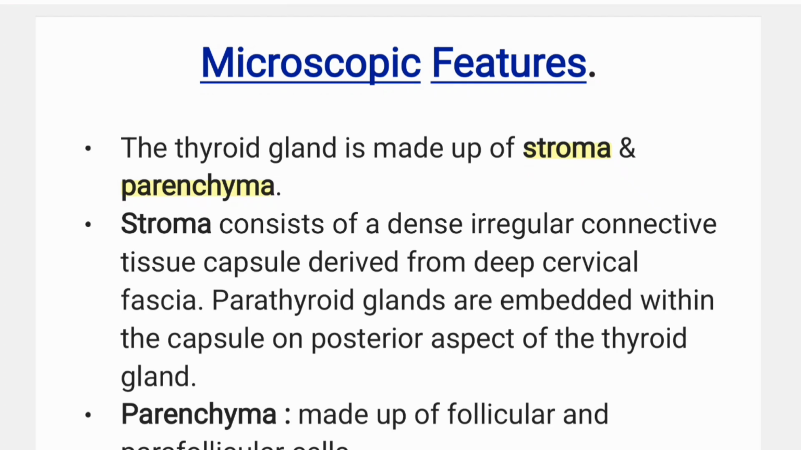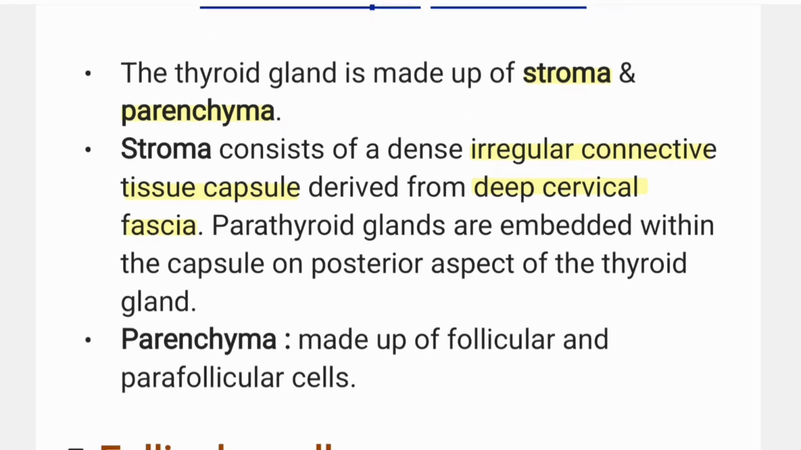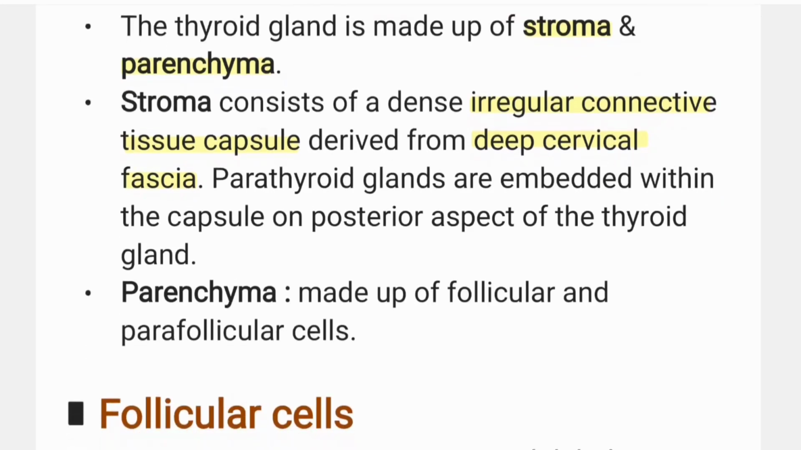Now, stroma. What is the stroma? Stroma consists of a dense, irregular connective tissue capsule, which is derived from the deep cervical fascia. The parathyroid glands are embedded within the capsule on the posterior aspect of the thyroid gland. Now, parenchyma. This parenchyma is made up of follicular and parafollicular cells.